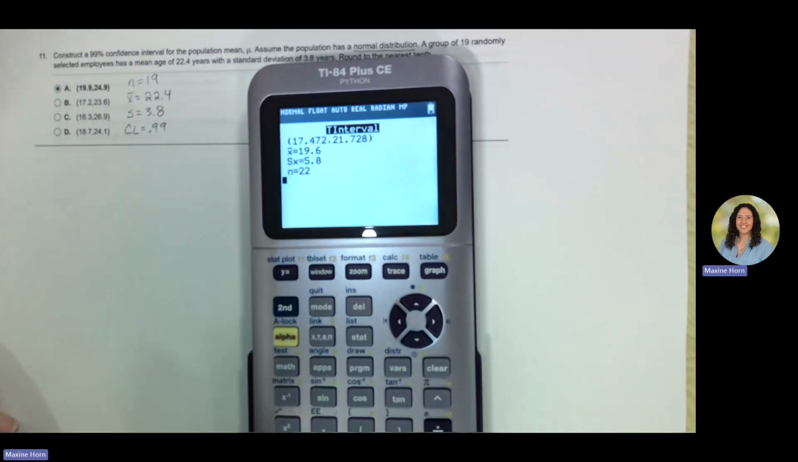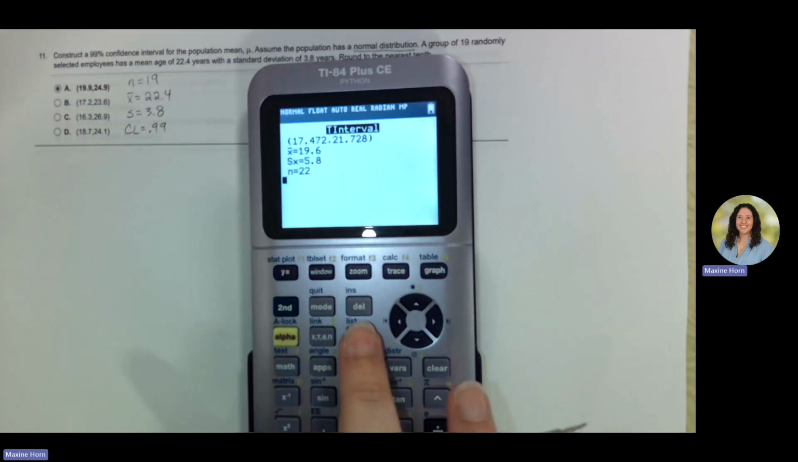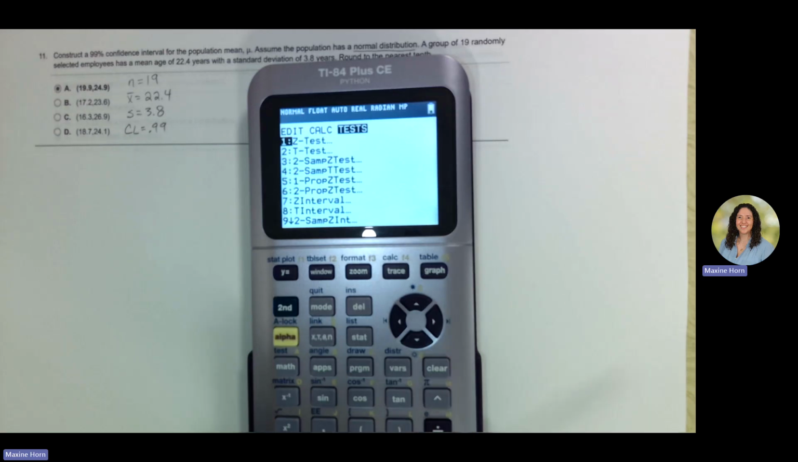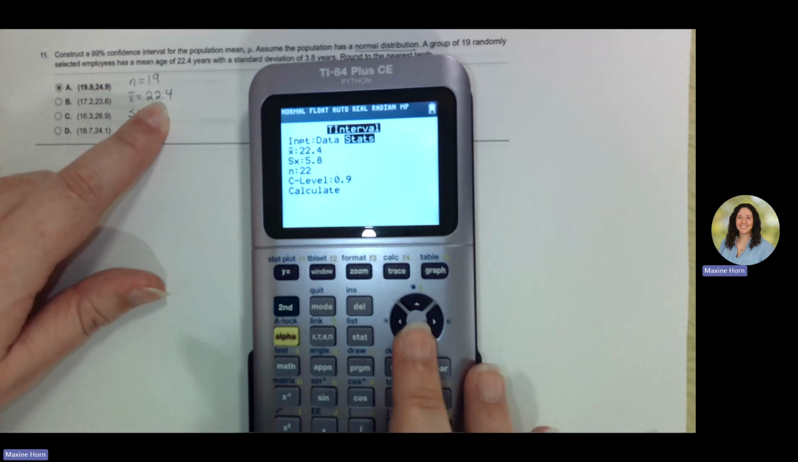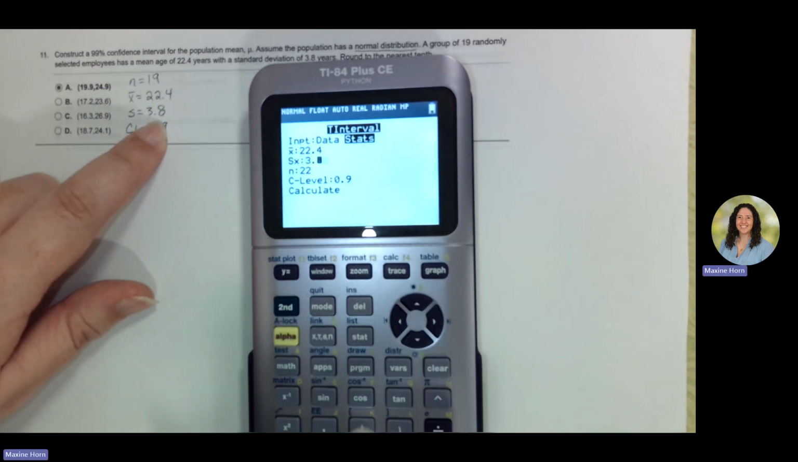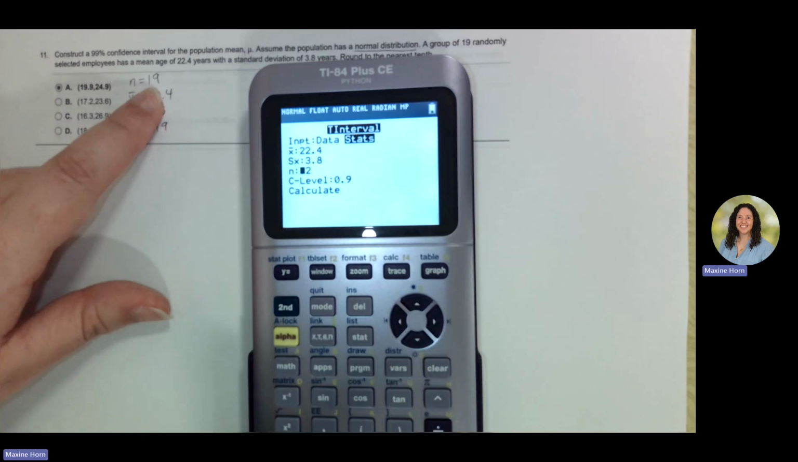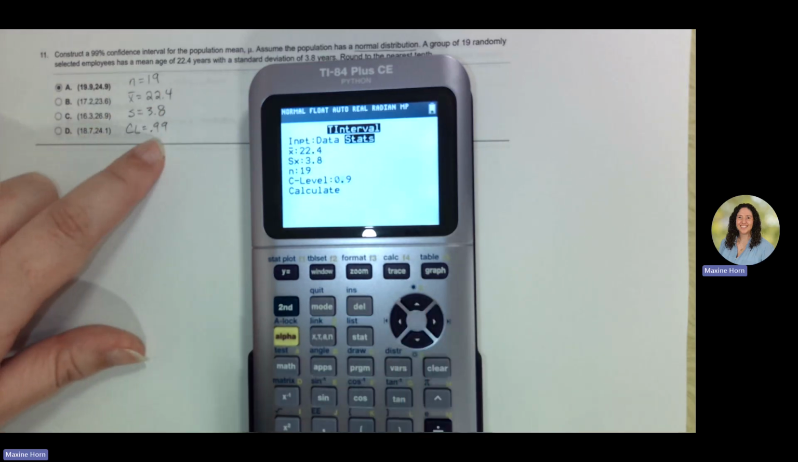So we have a sample standard deviation, not a population standard deviation. So this is going to be a t-test or a t-interval, not a z-interval. Again, we could do this by hand, but I'm just going to do it in the calculator. Stat tests number 8 t-interval. Plug in what we know. So 22.4, 3.8, and 19, and 0.99.